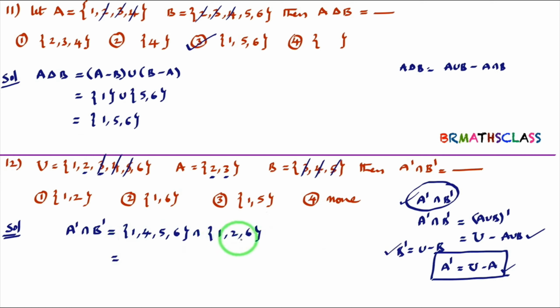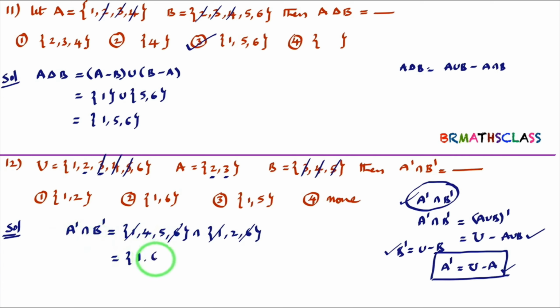Now A dash intersection B dash. Intersection means the elements which are common in both. One is present in A dash, one is present in B dash. And 6 is present in A dash, 6 is present in B dash. So we will write only the common elements. Intersection here means the elements which are common in A dash and B dash.